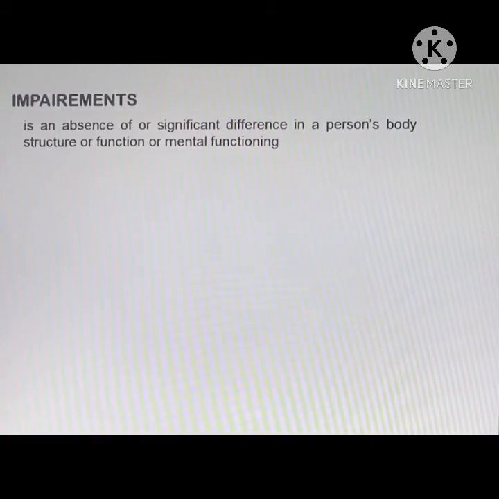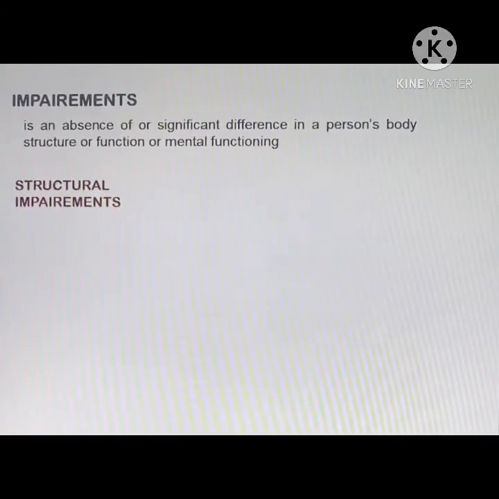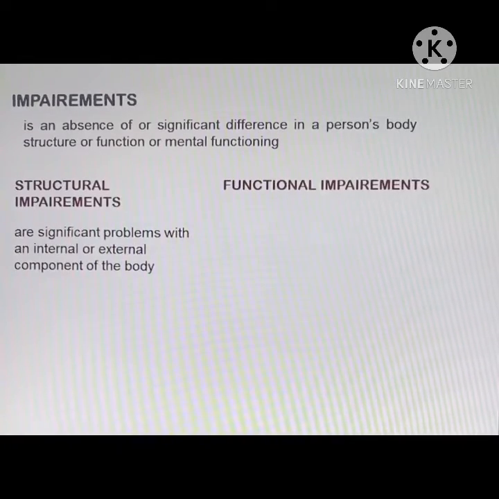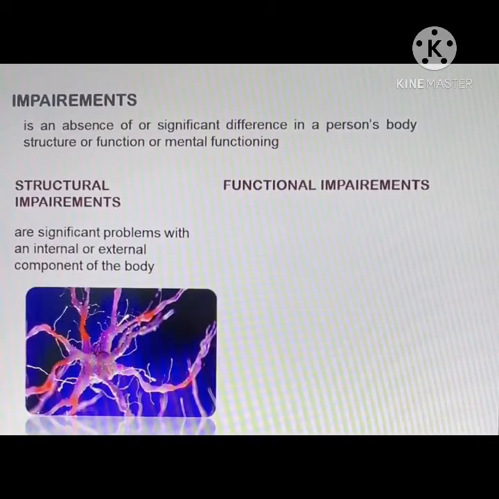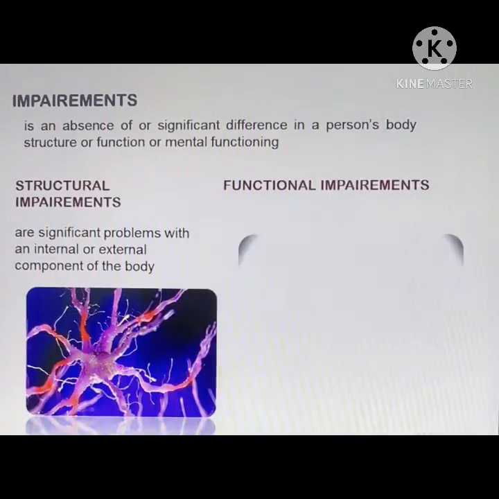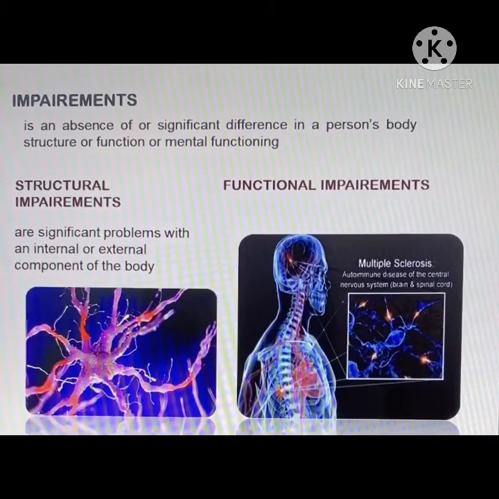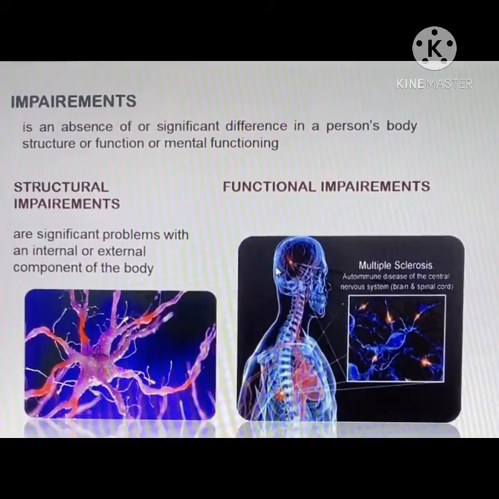We have two types of impairments, the structural impairments and functional impairments. Structural impairments are significant problems with an internal or external component of the body. For example, these include a type of nerve damage that can result in multiple sclerosis or complete loss of a body component, as when a limb has been amputated. For internal, most of the patients will undergo MRI to determine the extent of the injury.